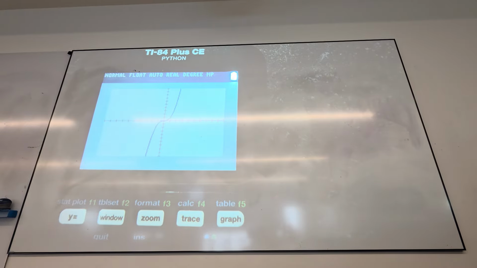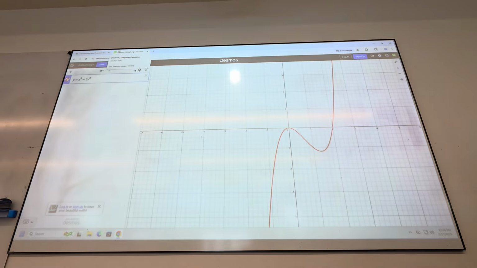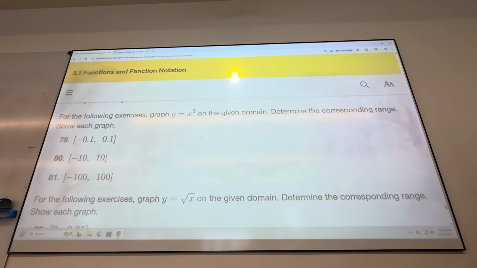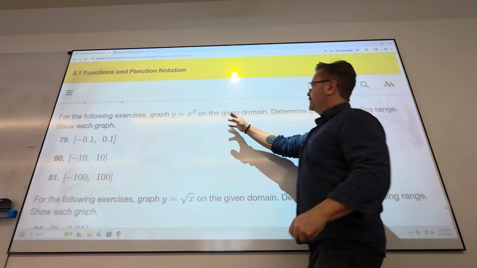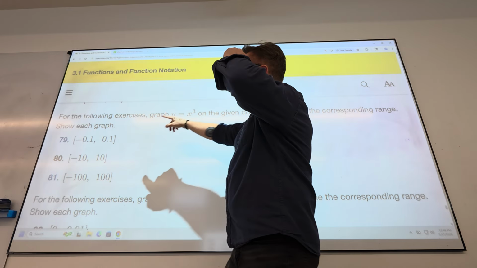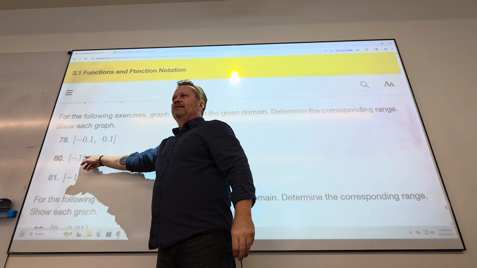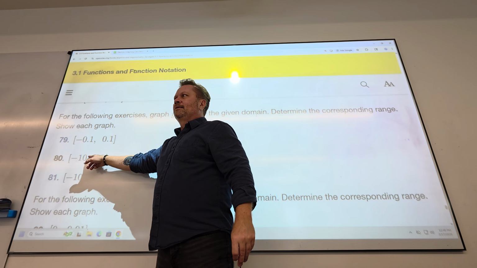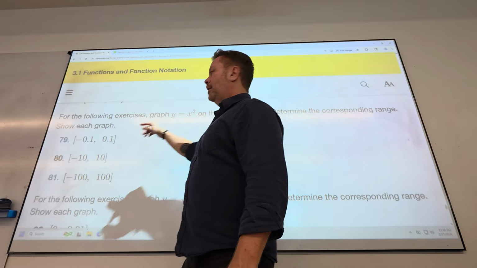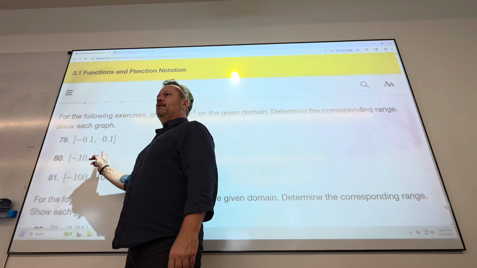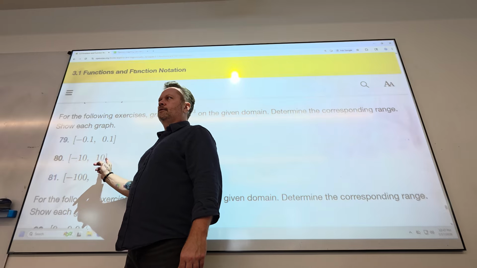Coming back to the question, because I forgot. The question says, graph this on the given domain. So can somebody tell me, what does this mean? Minimum and maximum x values, right? Domain, yes, domain. So I want the minimum x to be negative 10 and the maximum x to be 10.